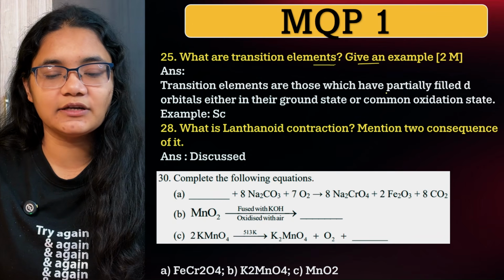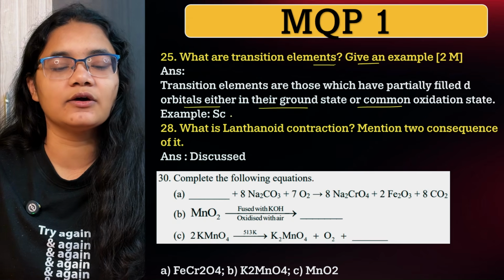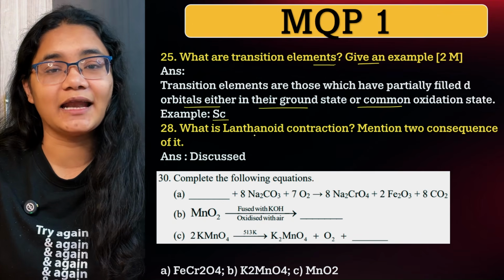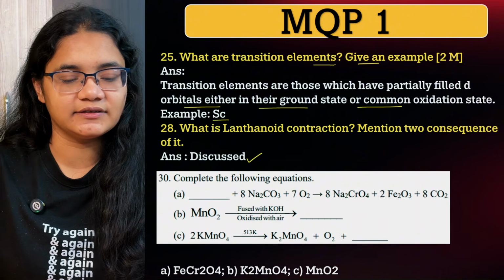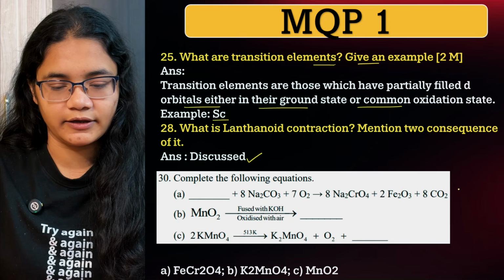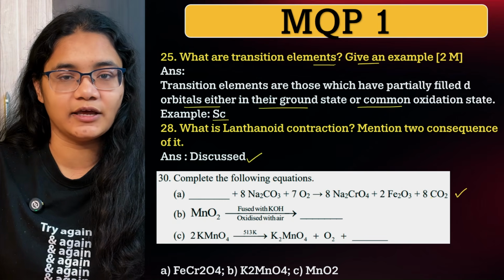So the transition elements are those which have partially filled d orbitals either in the ground state or in the common oxidation state. You can write any example except zinc, cadmium and mercury. What is lanthanide contraction? Mention two consequences, already discussed. Here is a fill in the blanks question. So this is the first step from the preparation of K2Cr2O7.